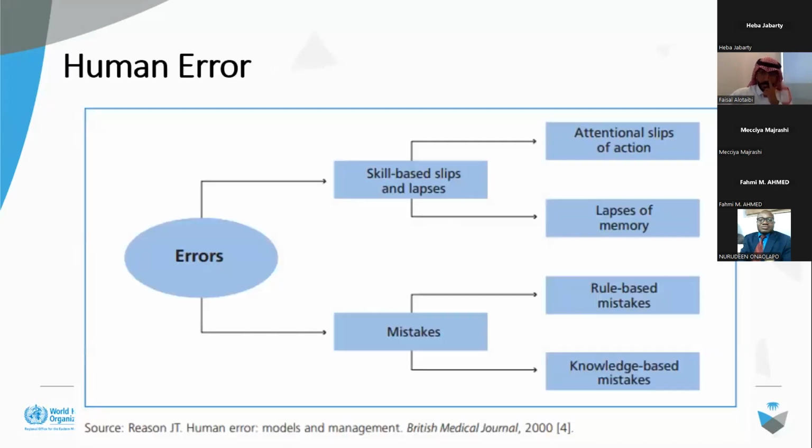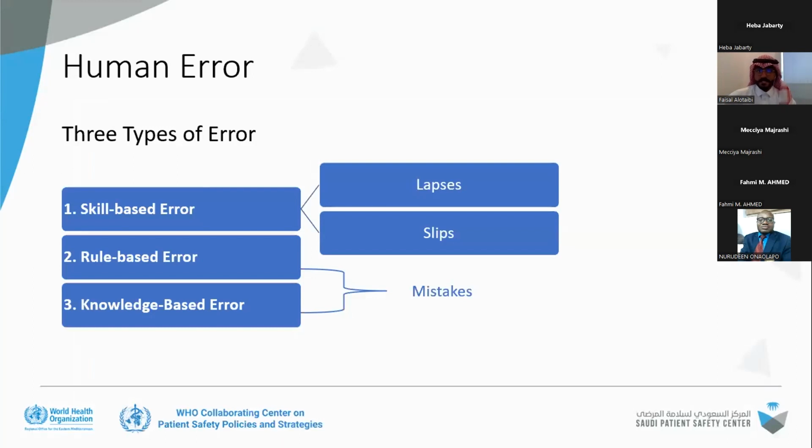As explained by Ms. Makia, we will just go quickly. Errors are divided into mistakes and skill-based errors. The skill-based errors are divided into slips or lapses, and the mistakes are divided into rule-based and knowledge-based. Next. Here is just another example of how error can be divided.